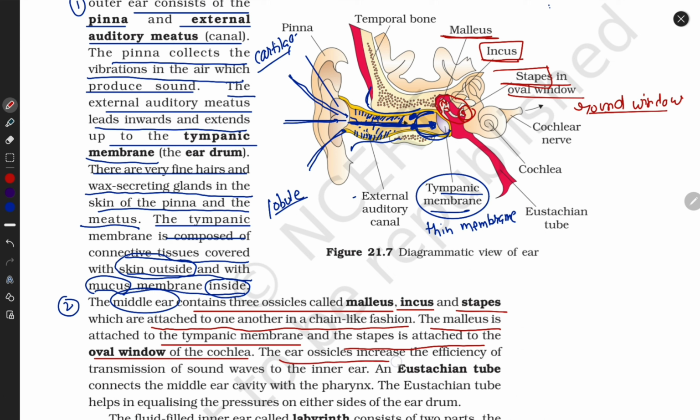The ear ossicles increase the efficiency of transmission of sound waves to the inner ear. These three ossicles increase the hearing process and the transmission of sound waves. Sound transmission improves when these three ossicles function properly.